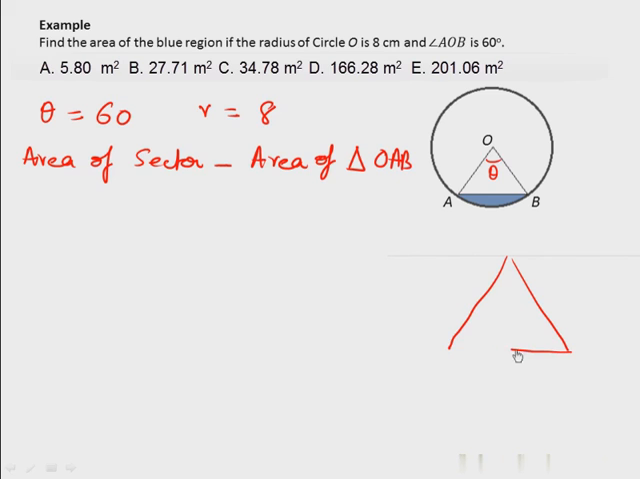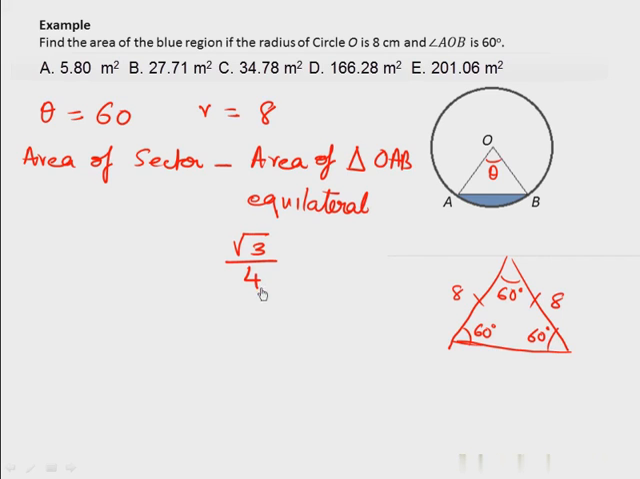So it's a triangle. Both these are the radii, 8 and 8. So it's an isosceles triangle. Its angle is 60 degrees. So since its base angles are equal, they are also equal to 60 degrees. So we have an equilateral triangle. Triangle OAB is equilateral. I know the area of an equilateral triangle if I know its side. If its side is 8, I can find its area. So its area is root 3 by 4, 8 square. That's the area of an equilateral triangle. Root 3 by 4, side square.